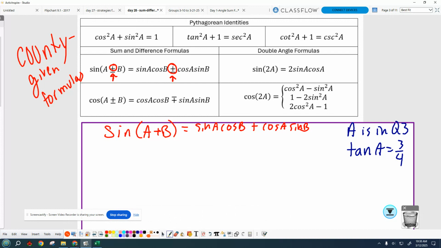Mache, pick a quadrant, 1 through 4. 1, okay. B is in quadrant 1. Oliver, sine or cosine? Cosine. Cosine of B is 5 over 13. So I had to tell you all this, and I want to know what sine A plus sine B is. All right.